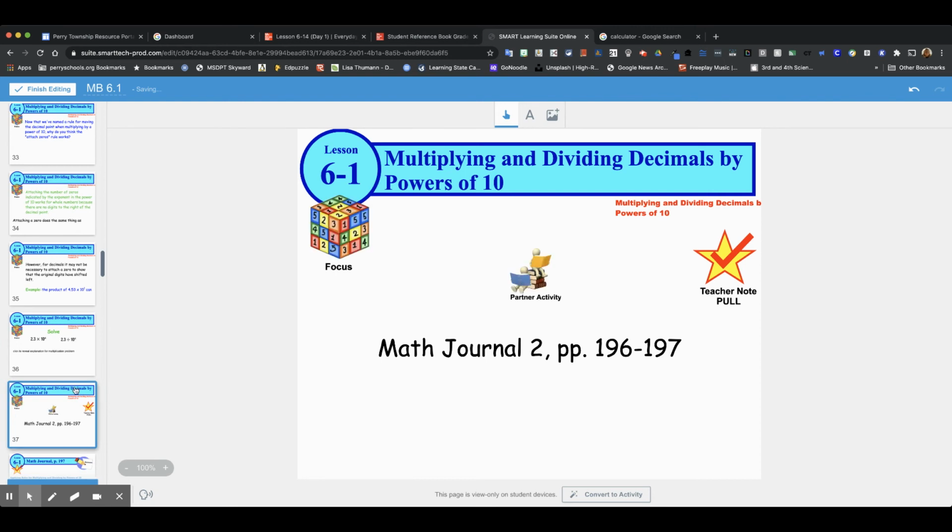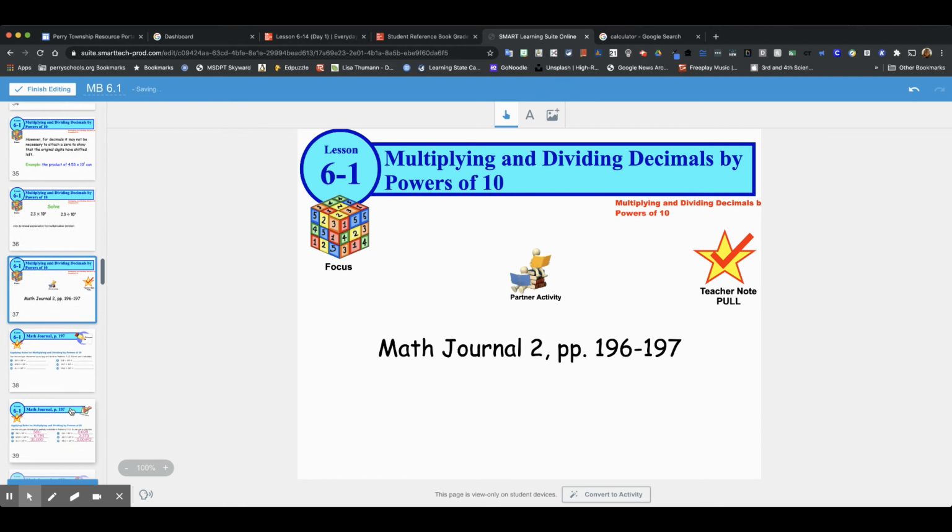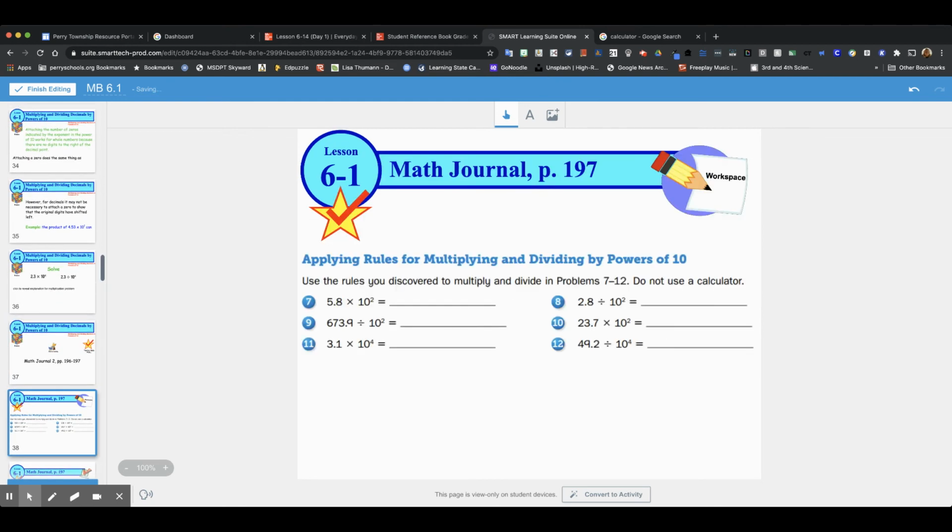So turn to page 196, 197, if you're not already there. And we're going to be looking at problems 7 through 12. What you're going to do here on your own, I want you to apply the rules for multiplying and dividing by powers of 10. So you're going to use the rules you discovered to multiply and divide in problems 7 through 12. I do not want you using a calculator on these. I want you to use the rule. There's no need for a calculator here. So you're going to do 5.8 times 10 to the second, 2.8 divided by 10 to the second, 673.9 divided by 10 to the second, 23.7 times 10 to the second, 3.1 times 10 to the fourth, and 49.2 divided by 10 to the fourth. Pause your video, use the rule, come back, and let's check it out.